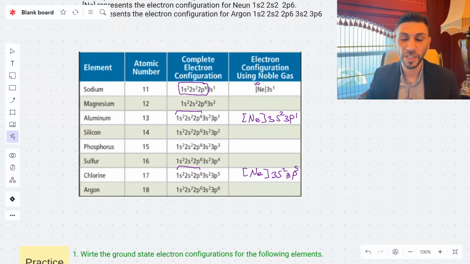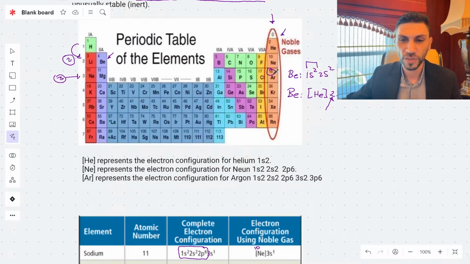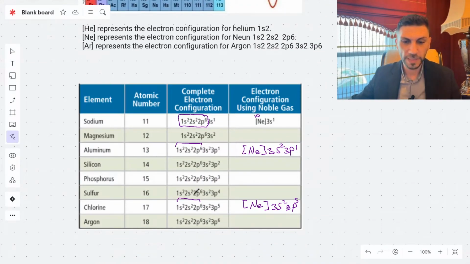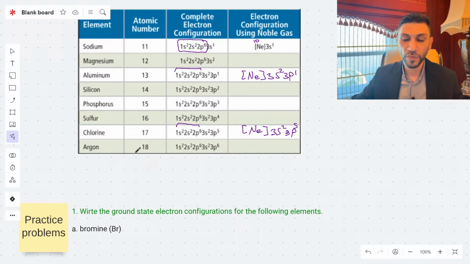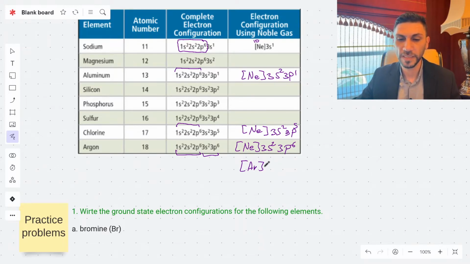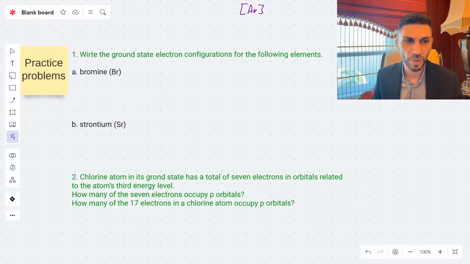Argon is another noble gas, which has 18 electrons. So it's going to be 1s2, 2s2, 2p6, 3s2, and 3p6. If you check the argon, this is a neon, and this is what is left. So for the argon, I can write neon 3s2, 3p6, or I can write it argon Ar. Very simple. What is left is 0 electrons. Let's have some practice.